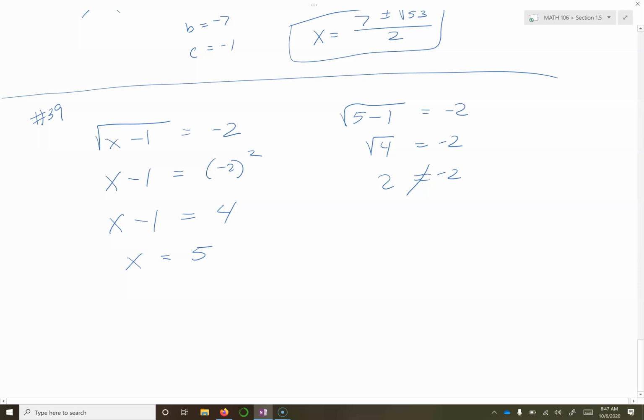So that means the solution to this problem is, I don't know if the book probably used this symbol, and we're going to use this in the next section too. It's called the empty set. And all this means is that there's no solution to the problem.